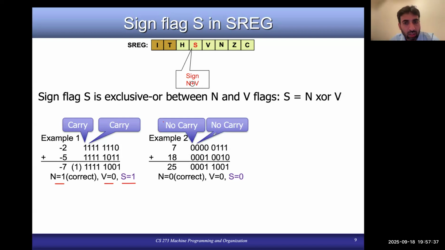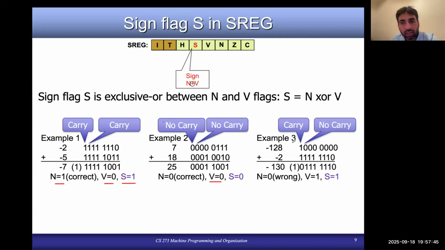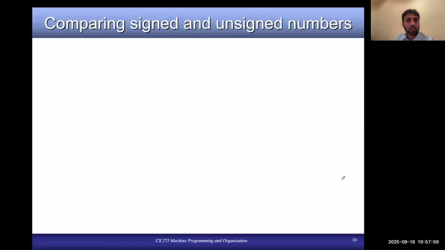Here is another example. We have no carry from D6 to D7 and no carry out of D7, so V is equal to 0. And here we have no carry out of D6 into D7, but we have a carry out of D7, so our V is equal to 1. So we cannot trust N, but as always, we can trust S. Okay, any questions?